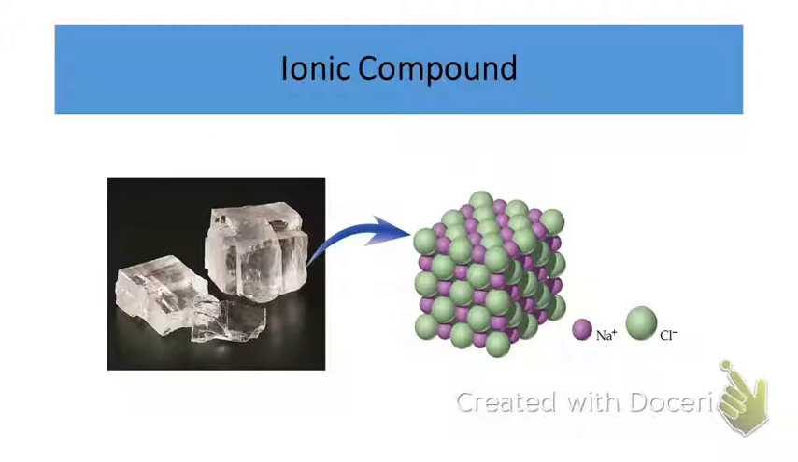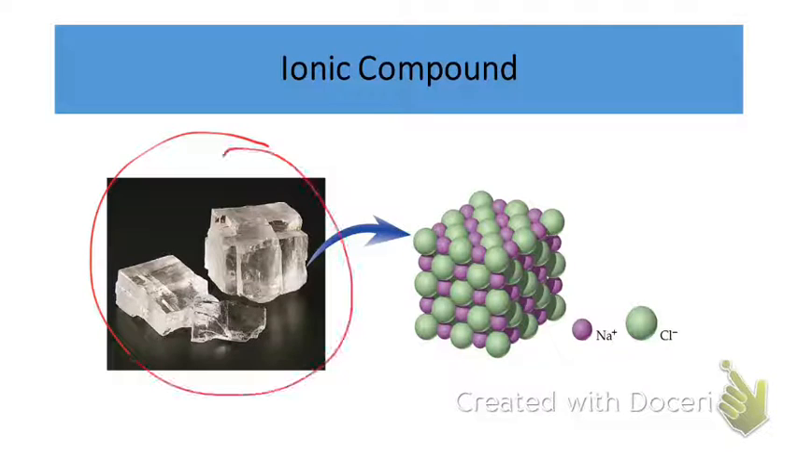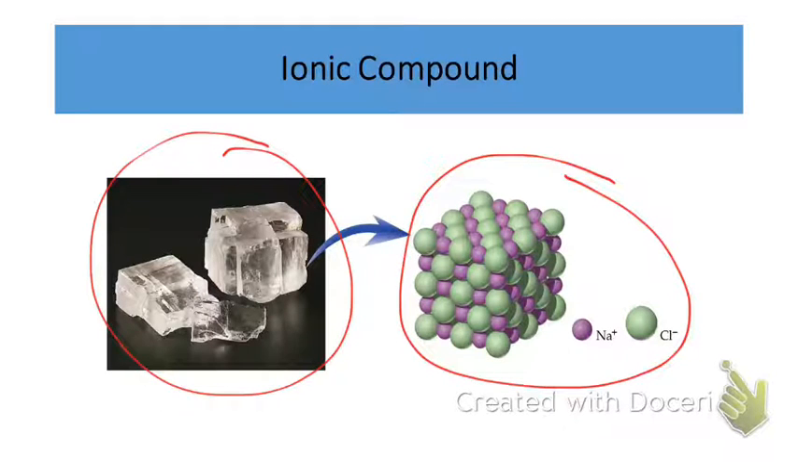All right, so here is an ionic compound. This is salt, or table salt, here. Okay, and this is what it would look like if you were to look at table salt. It's a crystal. You can see the crystal pattern. And this right here is a model of that crystal, of creating the salt, essentially this.